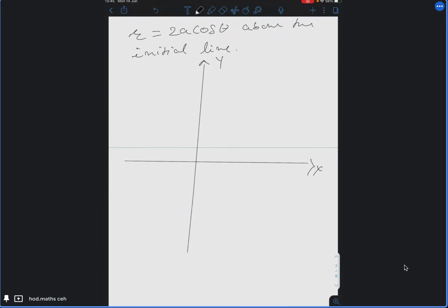What is 2a cos theta? So the center will be... it is this circle actually.